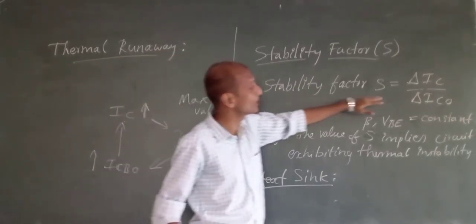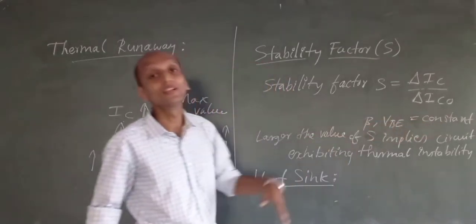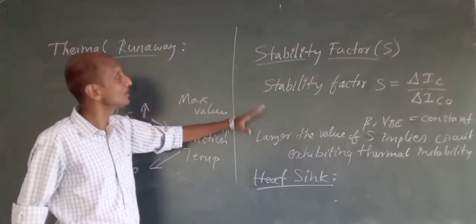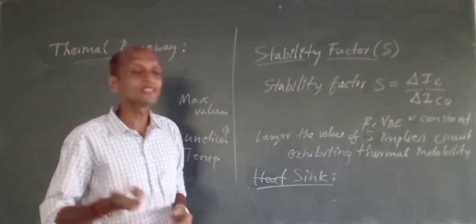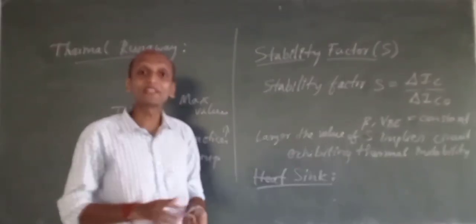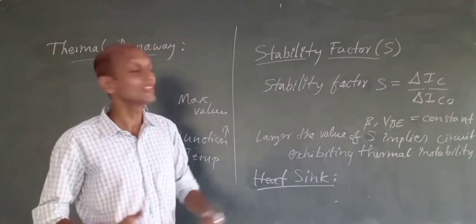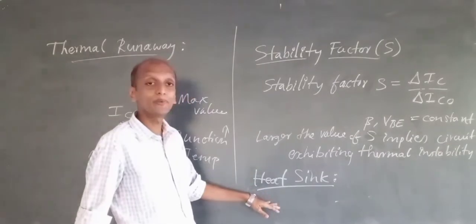So this is how we can understand the stability factor S. Stability factor S is equal to delta IC by delta ICO, where ICO is your leakage current. This is the factor considered because of temperature variations, and how stable your collector current is will be measured with this stability factor. Okay, and finally, coming to heat sink.